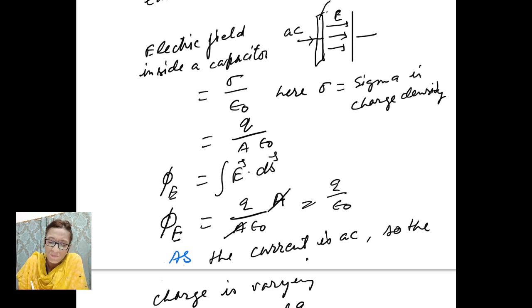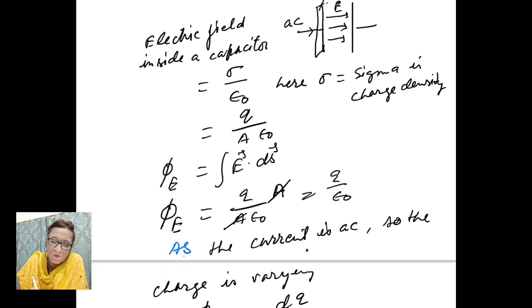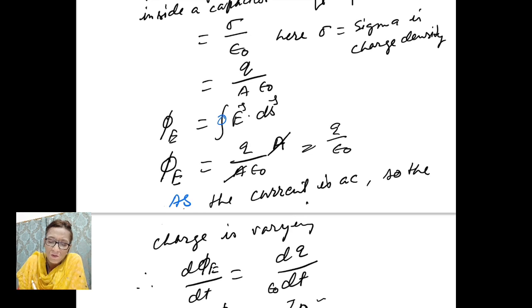So now flux phi, electric flux, is the surface integral of electric field. So when you place the value of electric field, that is Q upon A epsilon naught, and cancelling area, you will find that electric flux is equal to charge enclosed by epsilon naught. Electric flux is equal to, and this is Gauss's theorem also, that electric flux is equal to charge enclosed upon epsilon naught.